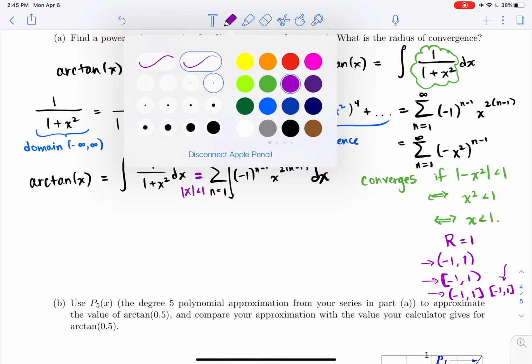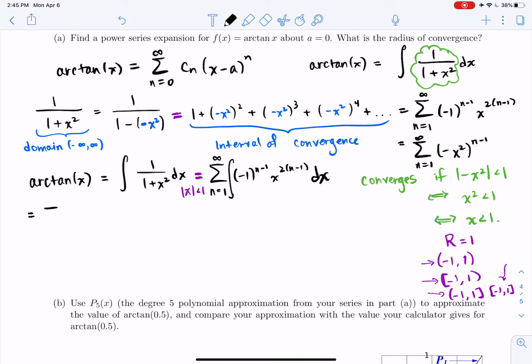Okay, so if we anti-differentiate that series term by term, I'll go ahead and pull the constant (-1)^(n-1) out. Then we add 1 to the power of x: we have 2n-2 as the power, adding 1 to that gives us 2n-1, and then we need to divide by that new power. Okay, great. So this equality is true only for values of x between -1 and 1.